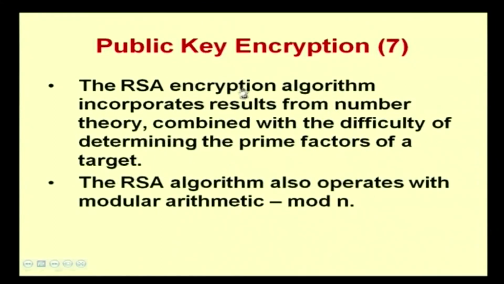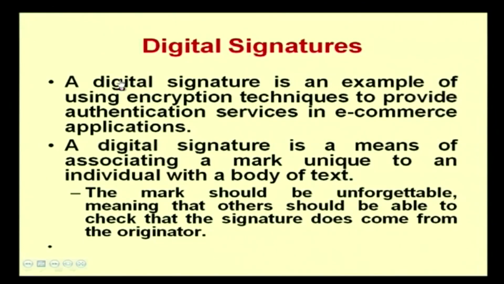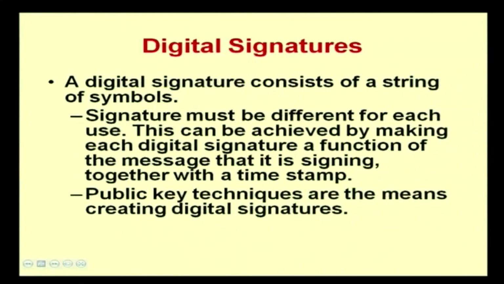The RSA algorithm incorporates results from number theory, combined with the difficulty of determining the prime factors of a target. The RSA algorithm also incorporates modular arithmetic. So, then we have the digital signature. It is an example of using encryption techniques to provide authentication services in an e-commerce scenario. It is a means of associating a mark unique to an individual with a body of text. A digital signature consists of a string of symbols, and you do some operations on it to get the correct one.